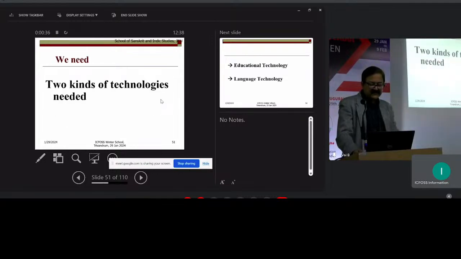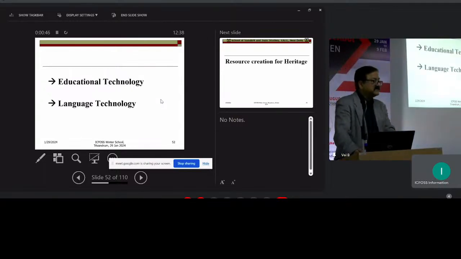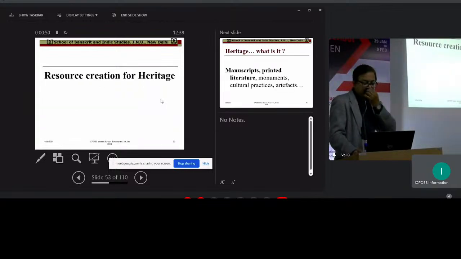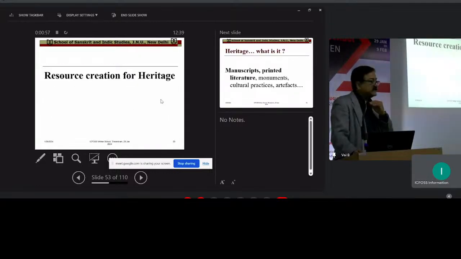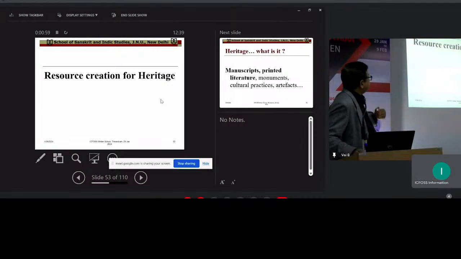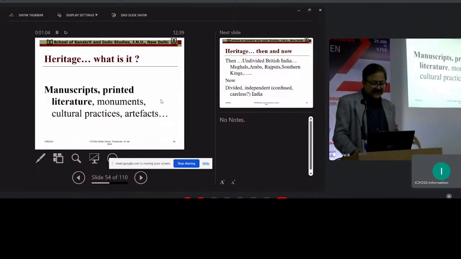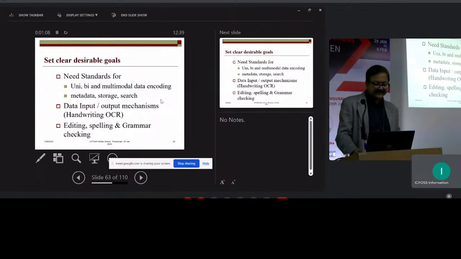So let's go a bit slower. We need technology because without technology we cannot create textbooks for all 270 languages. We need Google technology, application technology, and language technology. Both. And a resource base for heritage also. To digitize manuscripts, we have to create resources for them. So I'll skip that, we don't have time. Go a little bit.